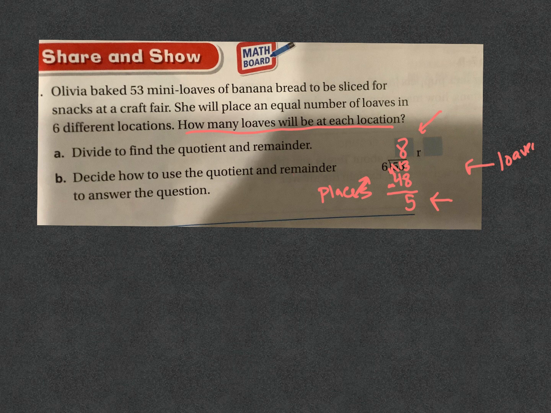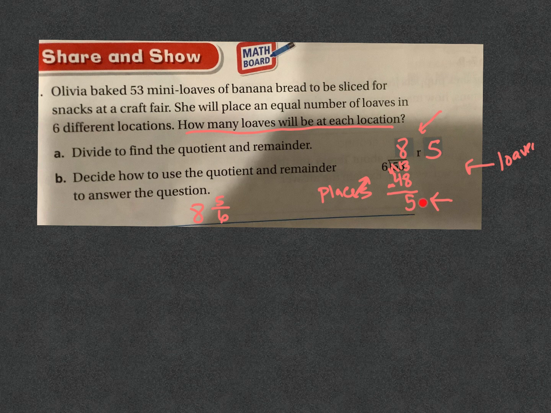Well, I have 8 with a remainder of 5. How do we want to split that up? Do we want to say, well, out of those 6 locations, 5 of them can have 9? So we'll just say 8, and 5 out of the 6 locations maybe can have an extra 1 or something like that.